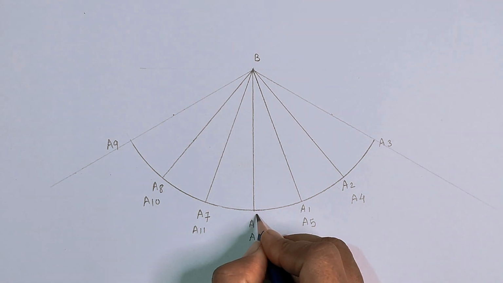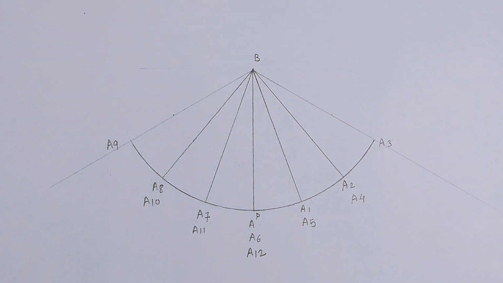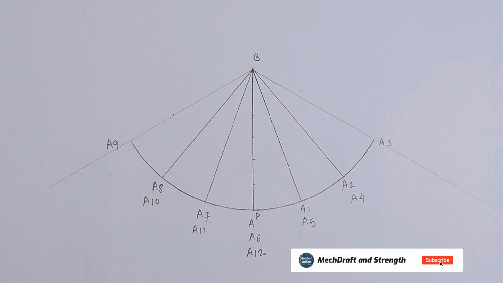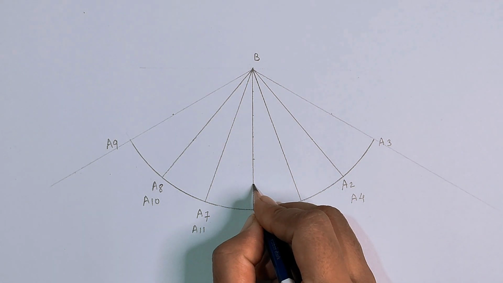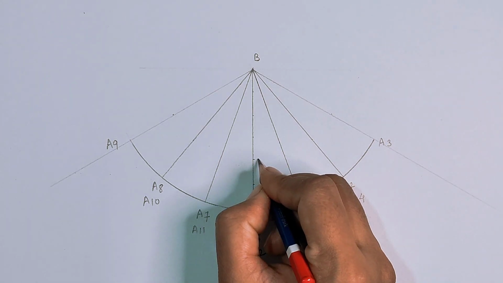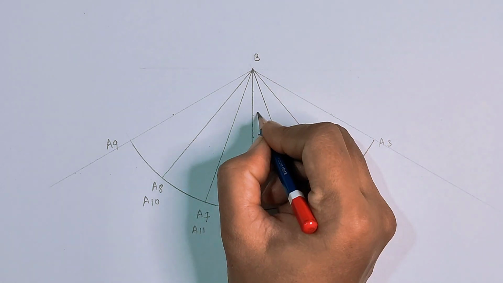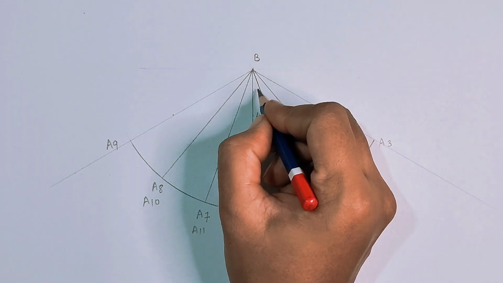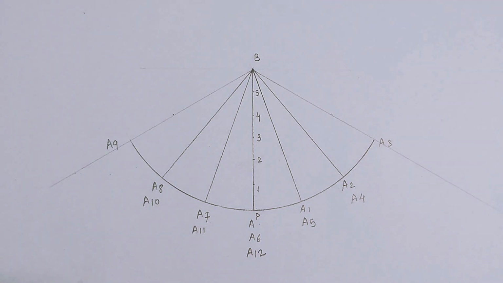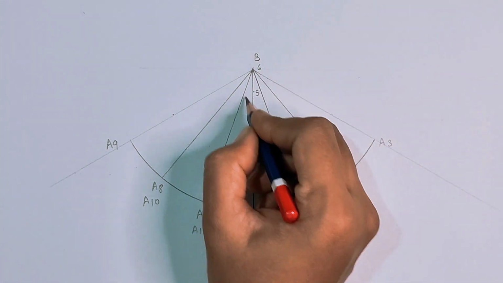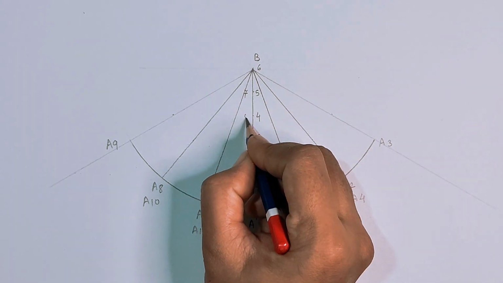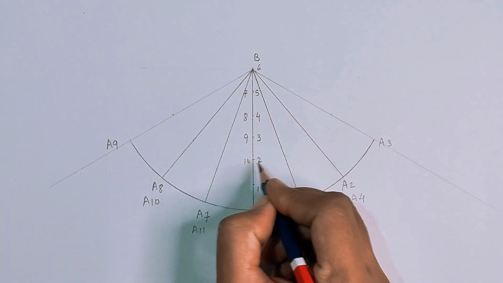The next step: divide the rod AB into 6 equal parts. Why 6 equal parts? Because point P moves uniformly on AB towards B and comes back to the initial position at A. So divide AB into 6 equal parts and name the various positions as 1, 2, 3 up to 12.